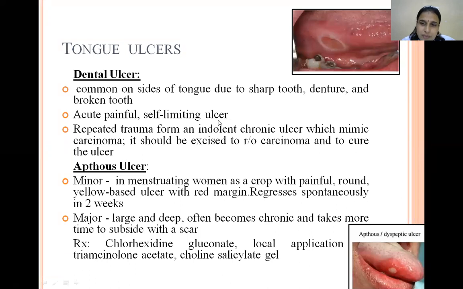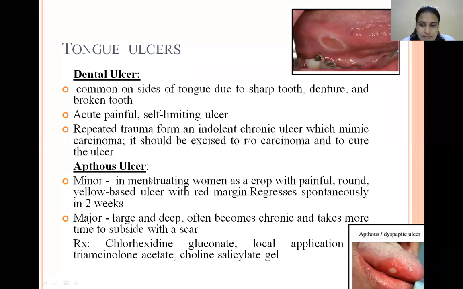However, when there is repeated trauma and the causative factors such as a sharp tooth, denture or broken tooth are not removed, there is chronic irritation forming an indolent chronic ulcer. This may mimic a carcinoma. It should be excised. As I already told you, repeated trauma is a pre-malignant condition for carcinoma. So such chronic indolent dental ulcers have to be excised and removed.